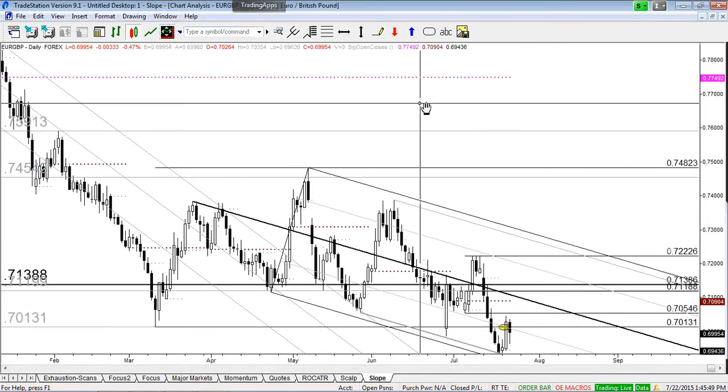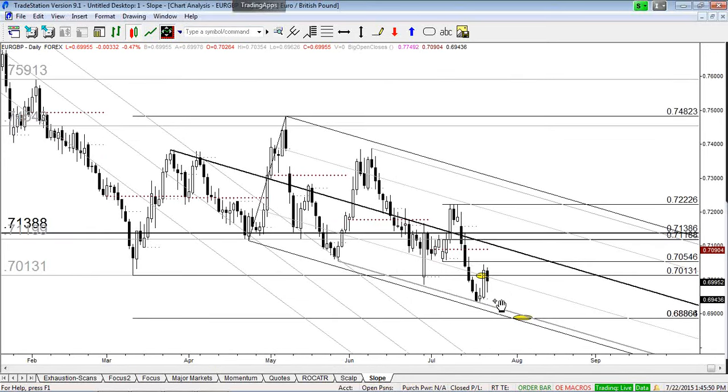So euro pound kind of bounced a little bit from slope support. It did come up and got a much bigger bounce than I was expecting at that point, because it went through, as you can see, the former low of 70.13. Next level to pay attention to right here, 70.54. And you can see the next measured level is 68.86 on the downside.